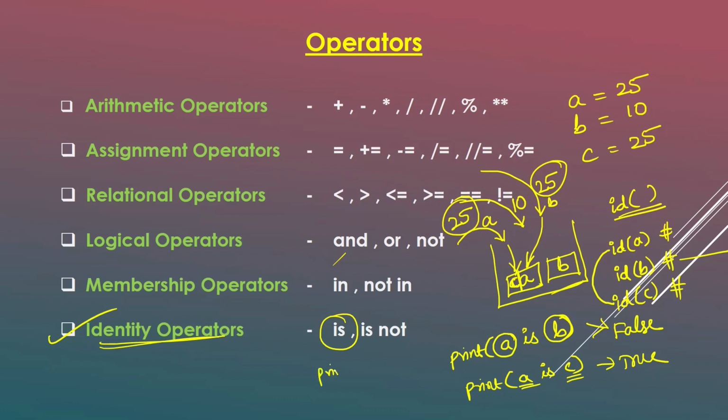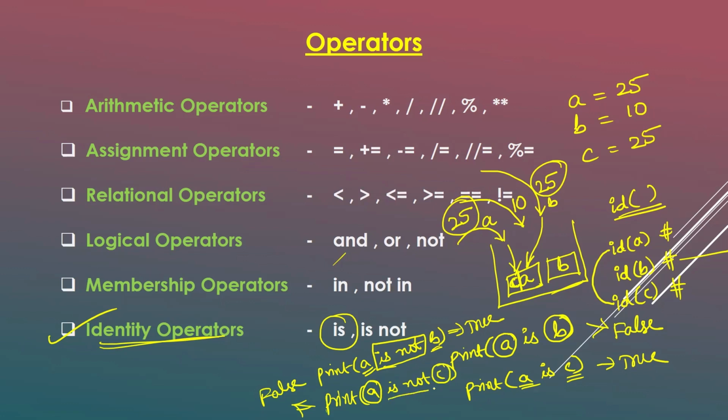If you print A is not B, it returns true. The reason is the identities of A and B are not similar, so when you use the is not operator, it returns true. If you print A is not C, the output will be false. The reason is the identity of A and the identity of C are similar, but you are using the is not operator, which is the opposite. So it returns false. So this is all about these three operators.